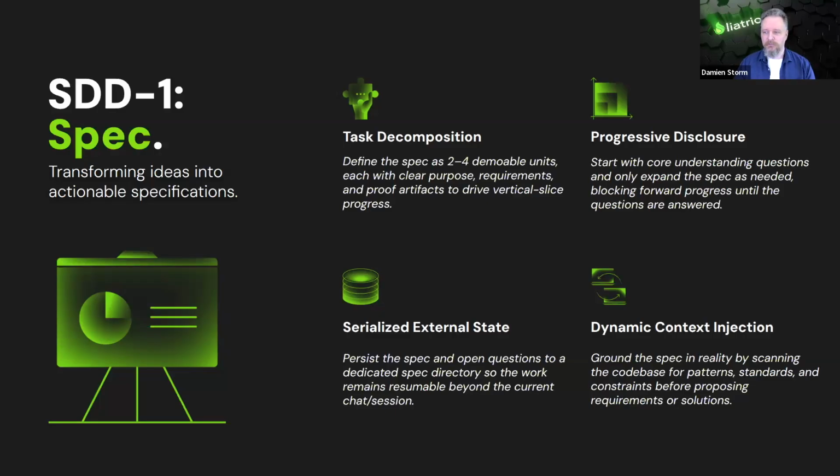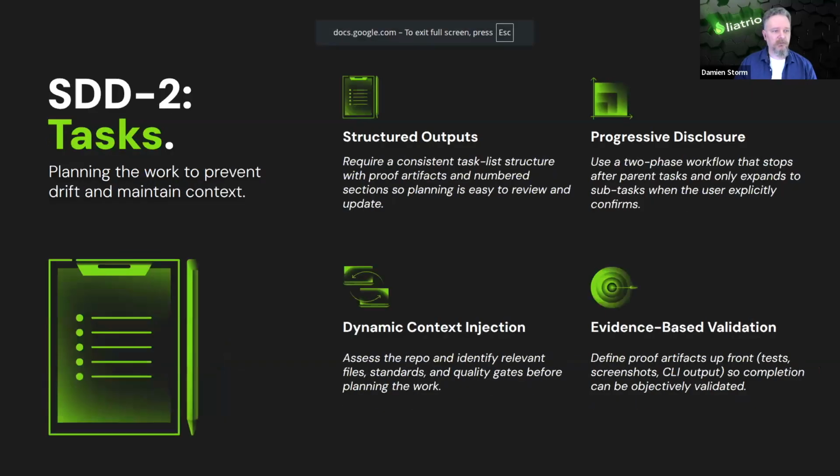So now that we've got the spec nice and solid, the next step is turning it into a reviewable execution plan. So let's take a look at SDD2. Here we're going to plan the work to make sure that there's no drift, that we're going to stay aligned, and to control that context window very specifically. Some techniques we're going to see here: we've got some holdovers from the first one, but we're introducing another one, evidence-based validation, right?